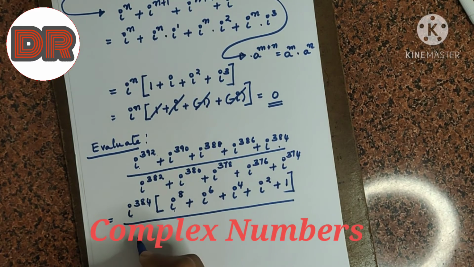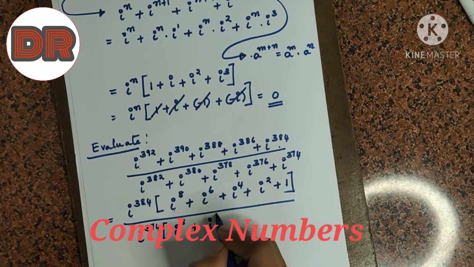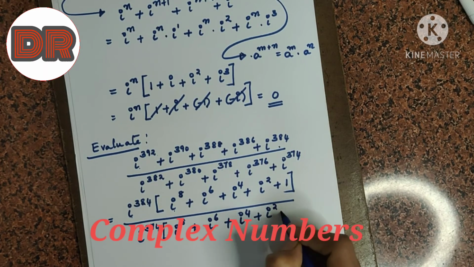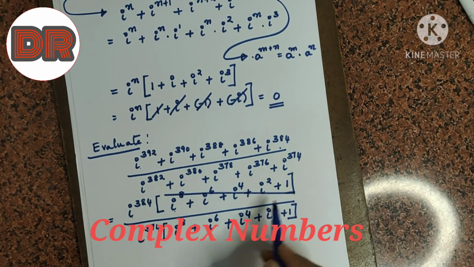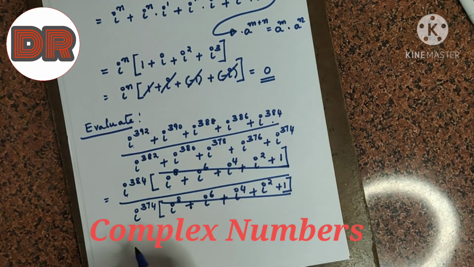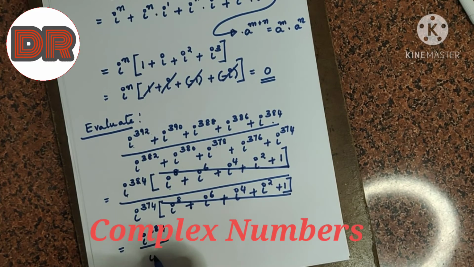Okay. Similarly, from the denominator I can write i to the power 374 common out. So what I will be getting is i to the power, here it is 8 again, plus i to the power 6 plus i to the power 4 plus i square plus 1. Now if you see, these terms are same, so I can cancel it out or I can divide it. Okay, fine. Now what is remaining is only these two terms. So this is one of the methods. So you can proceed with writing the values of these individual terms also. So you will be getting the same answer at the end.